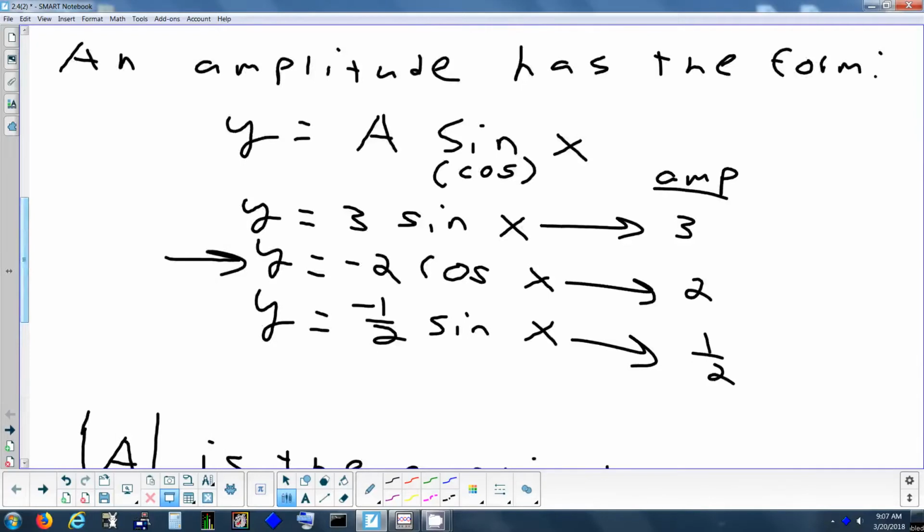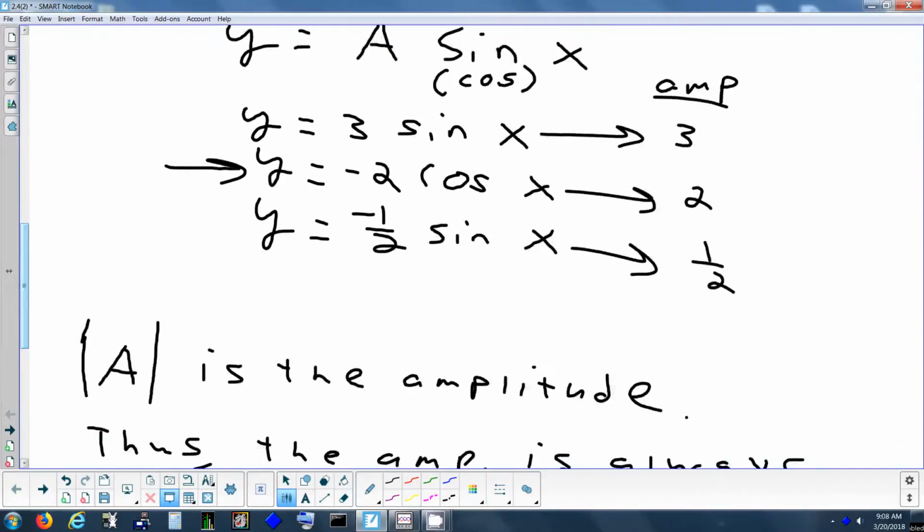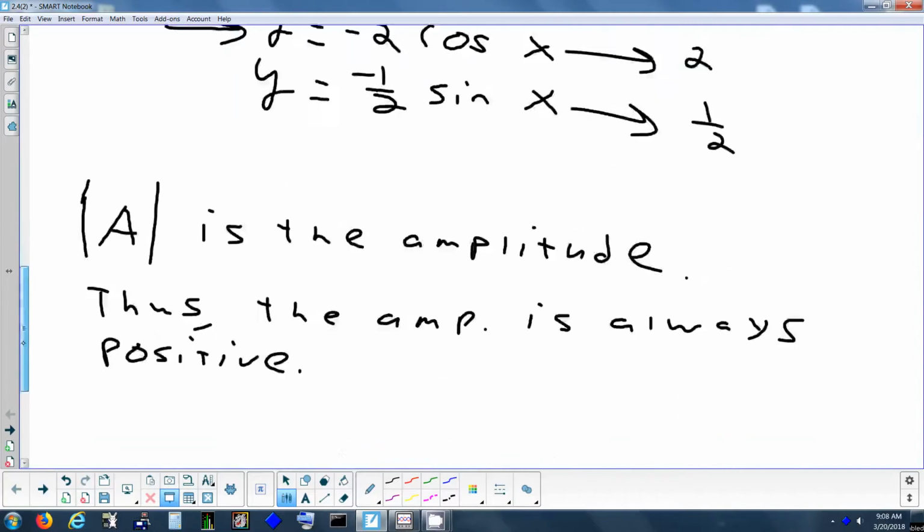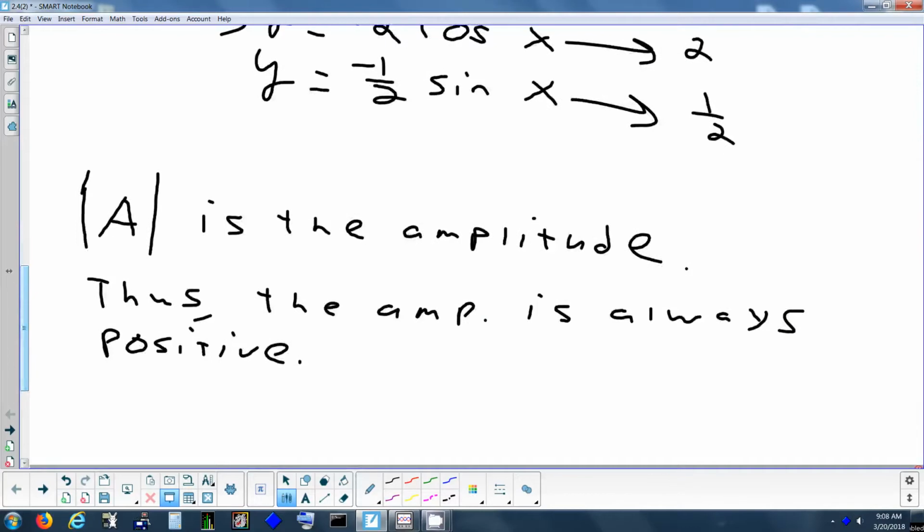So putting a negative in front has no effect on the amplitude. Does it have an effect on the picture when you draw it? Yes. The negative will cause the picture to change, but it doesn't have any effect on the amplitude. So it's very important you do not ignore the negative when you do the sketch. But you can ignore the negative if all I'm asking for is what is the amplitude. In fact, you have to. The amplitude is always positive. Any questions on that?